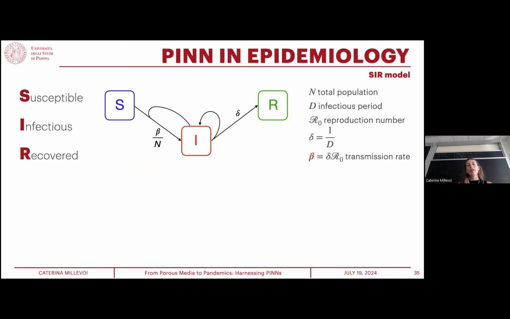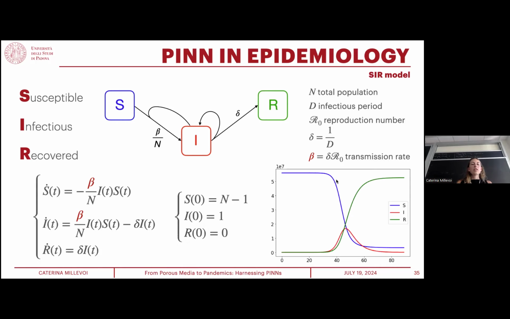And when the infected population interacts with the susceptible one, the susceptible could move to the infectious class with a rate that is governed by a parameter that is the transmission rate, which is strictly related to the reproduction number that during COVID was extremely famous. And after an individual becomes infected, it remains infected for a while, and then after the infectious period moves to the recovered or retired class. So these are the ODEs, the system of ODEs that describes this interaction.